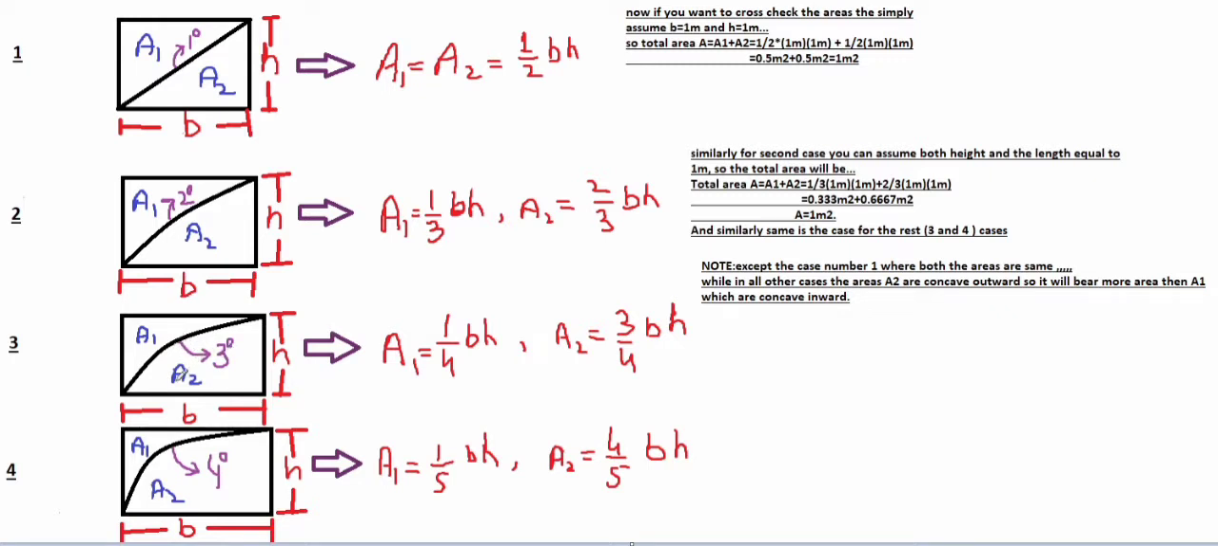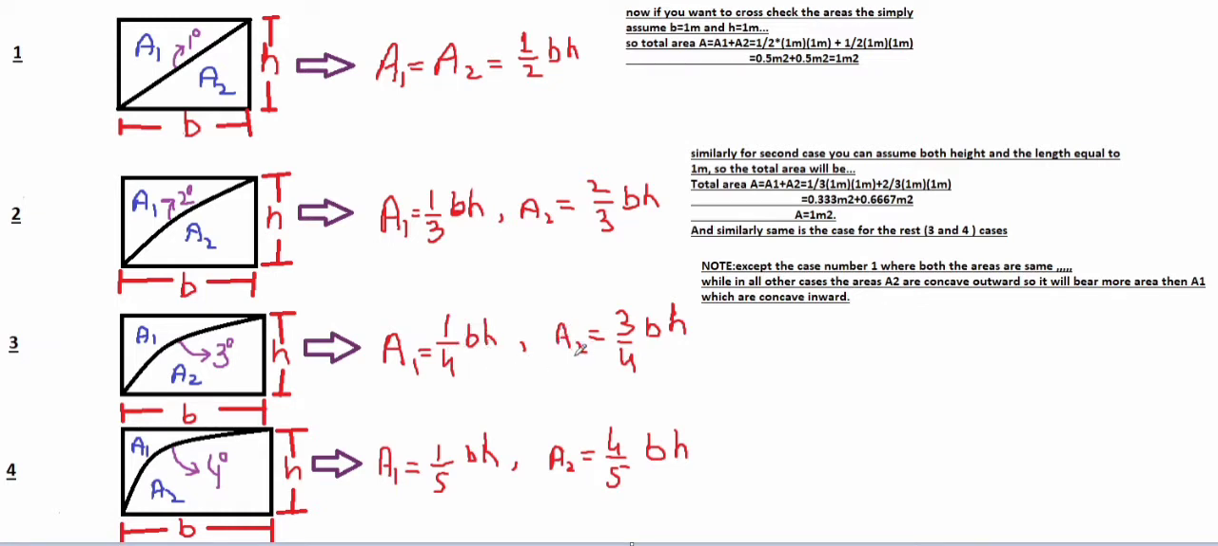Similarly, in the third case, we can see that the curve has been curved at 3 degree, and this also emphasizes that A2 is more than A1. This A2 of the third case is more than A2 of the second case because this is concave outward by 3 degree and this was concave outward by 2 degree. So A1 becomes less than A1 for the second case. It becomes 1 by 4 of BH and this was 1 by 3 of BH. The denominator was less there, but the denominator here becomes more, so the value becomes more minimized here.